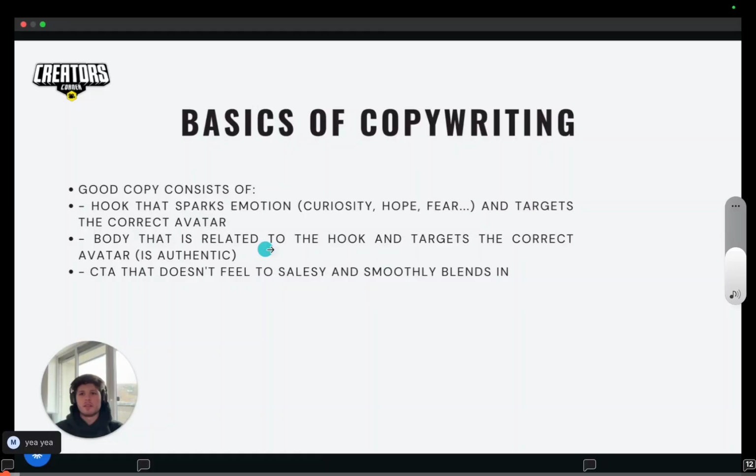We're going to go through that in a second. Then you need a body that's related to the hook and targets the correct avatar. Again, what is avatar? We're going to go through it in a second. But what I mean by body is basically the middle of the script, and everything after the hook and before the CTA is body.